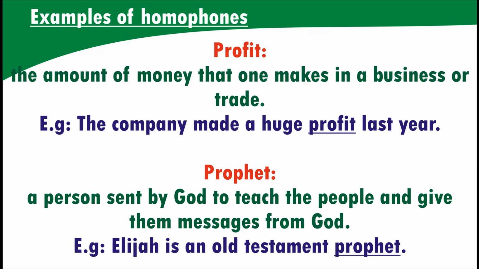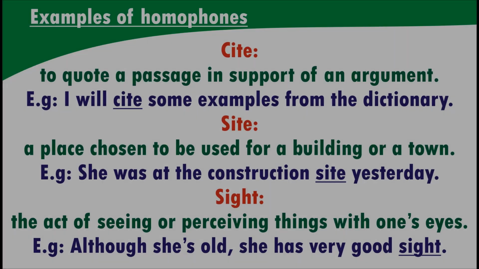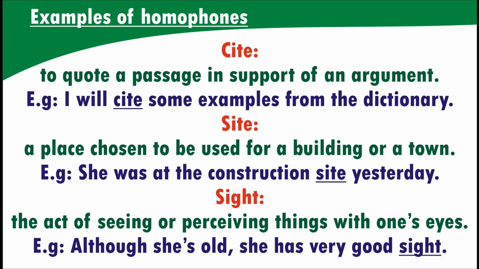P-R-O-P-H-E-T. It is a noun as well. A person sent by God to teach the people and give them messages from God. Example, Elijah is an Old Testament prophet. Both words are spelled differently but pronounced the same way. The next examples of homophones I have here are sight, and there are three.